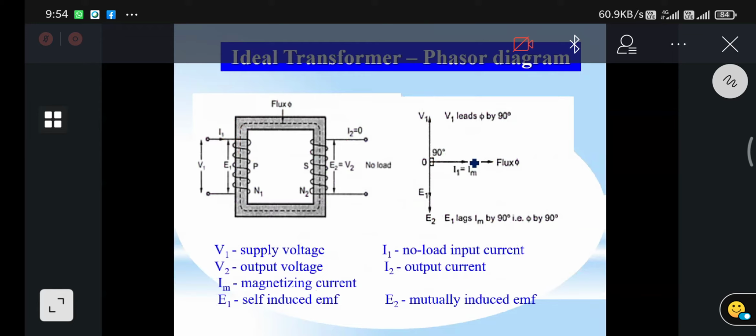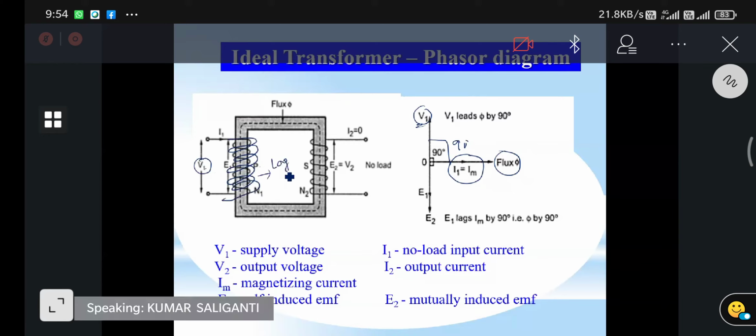So in ideal condition, first of all, the first case is: what about here? The flux and V1. The Im which produces the flux lags V1 by 90 degrees here. Because when you give the alternating voltage to the primary winding, the primary acts as a pure inductive coil. Pure inductive coil means the inductive nature, so a lagging power factor will take place.